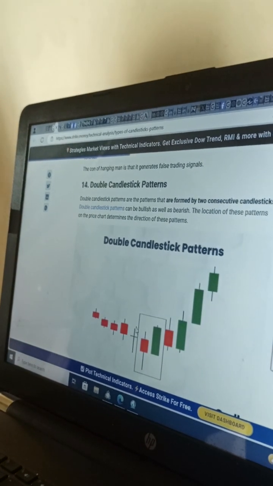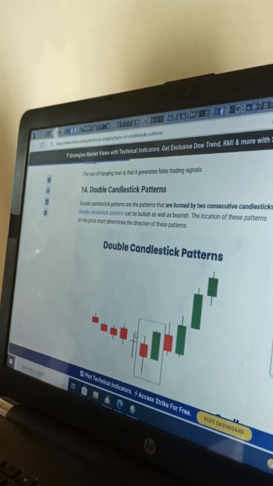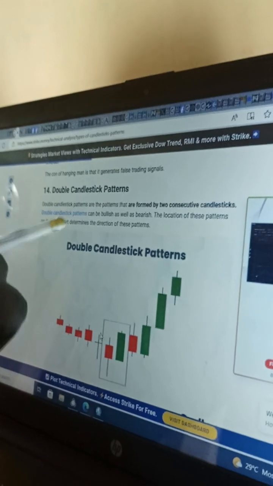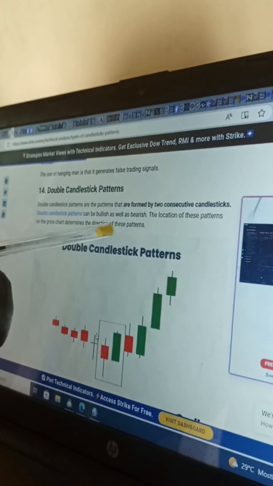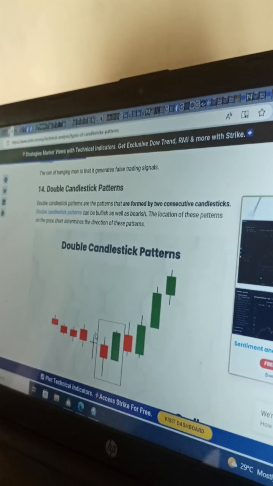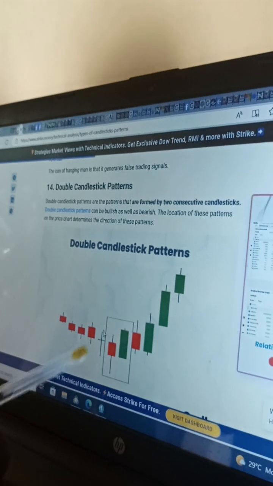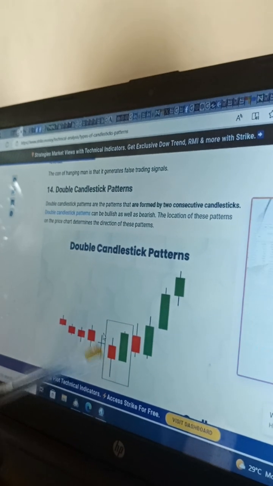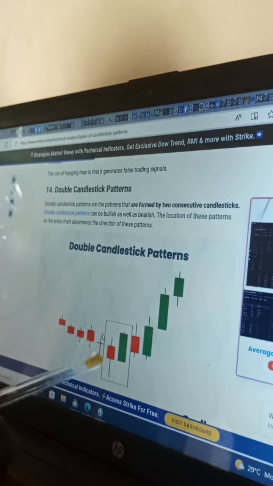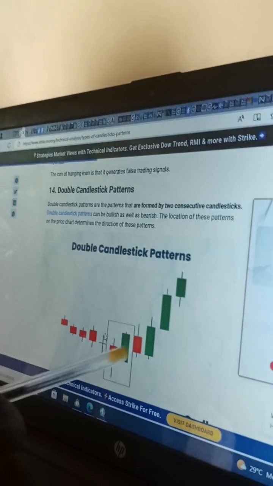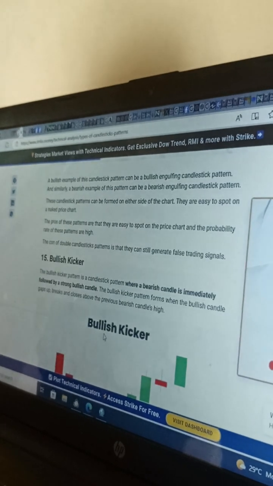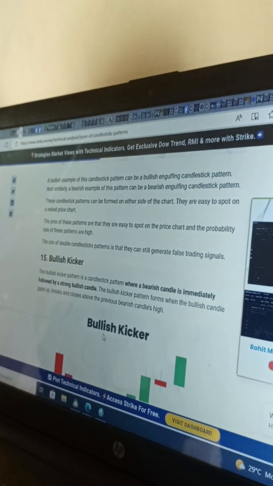Double candlestick patterns are the patterns that form by 2 candlesticks. I've told you already, double candlestick patterns can be bullish as well as bearish. The location of these patterns on the price chart determines the direction of these patterns. So as you can see this one now, this is I think a doji. Then I have another one that comes in, and this particular setup is a double candlestick pattern. But then let's go below and see what they are being offered. Bullish kicker.